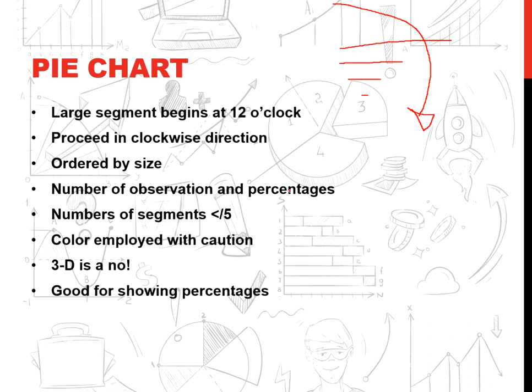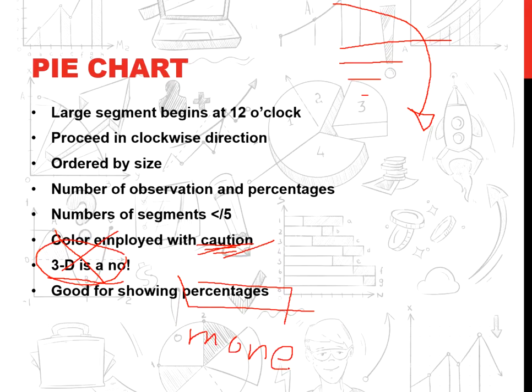Number of observations and percentages. Number of segments. Mga hanggang 5 lang dapat. So, color employed with caution. So, wag naman gawin masyadong colorful. So, 3D is a no. So, do not use 3D pie charts. So, good for showing percentages and money.